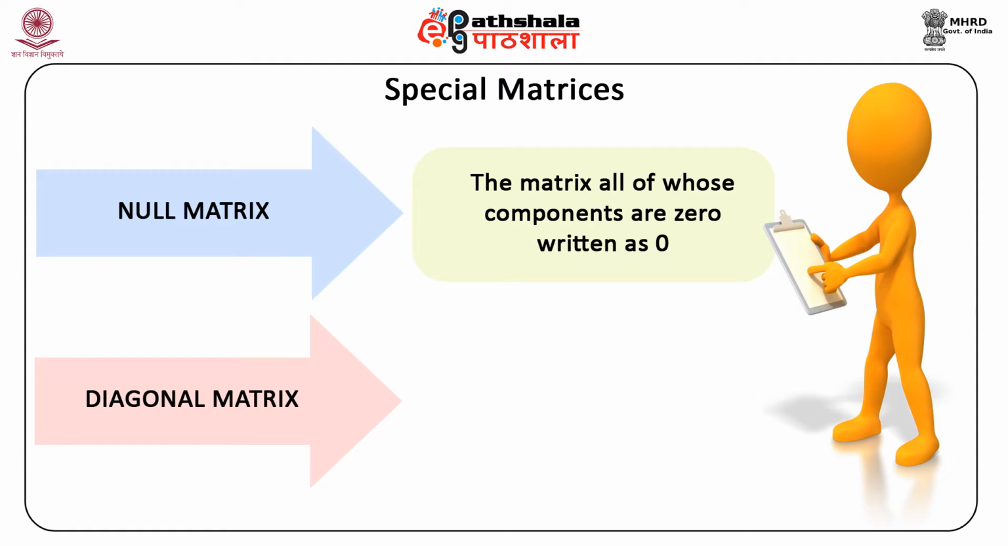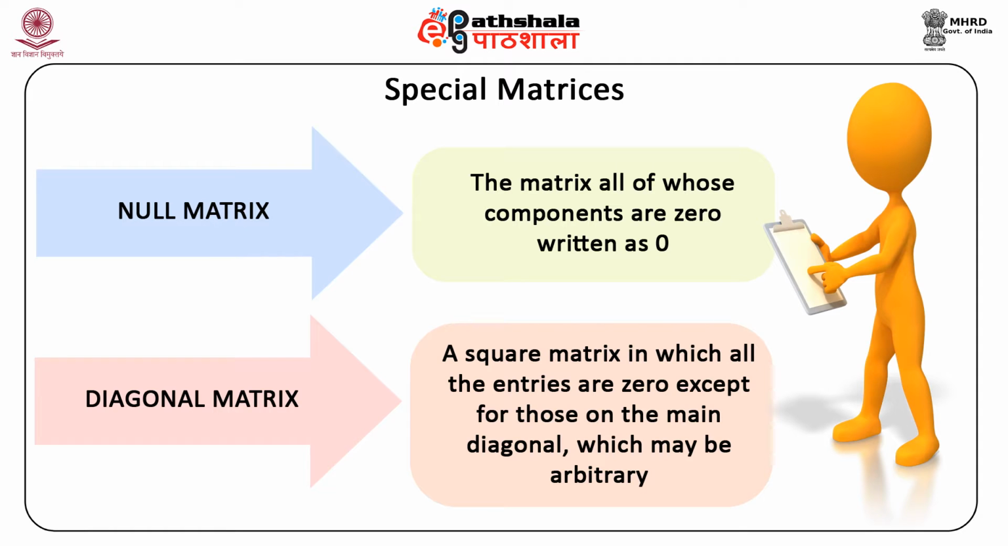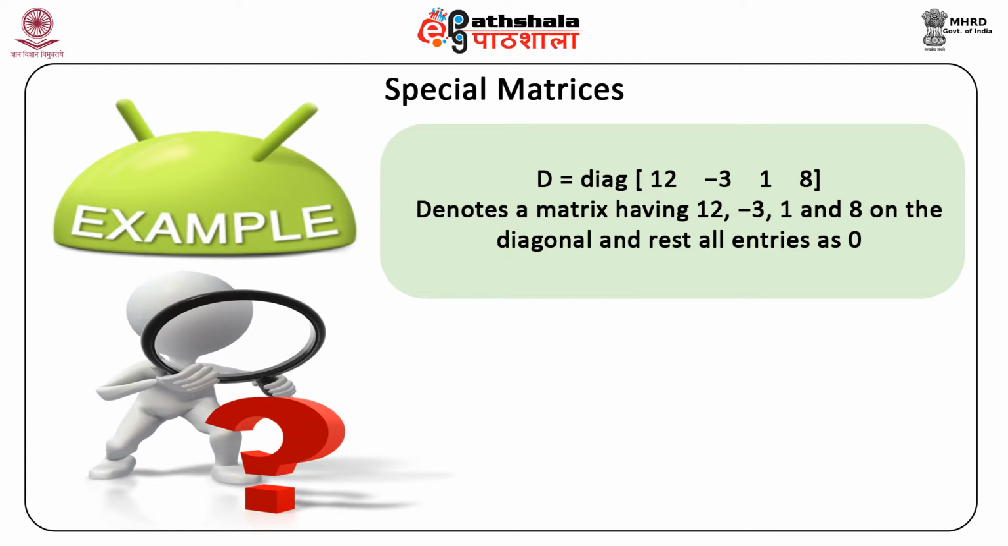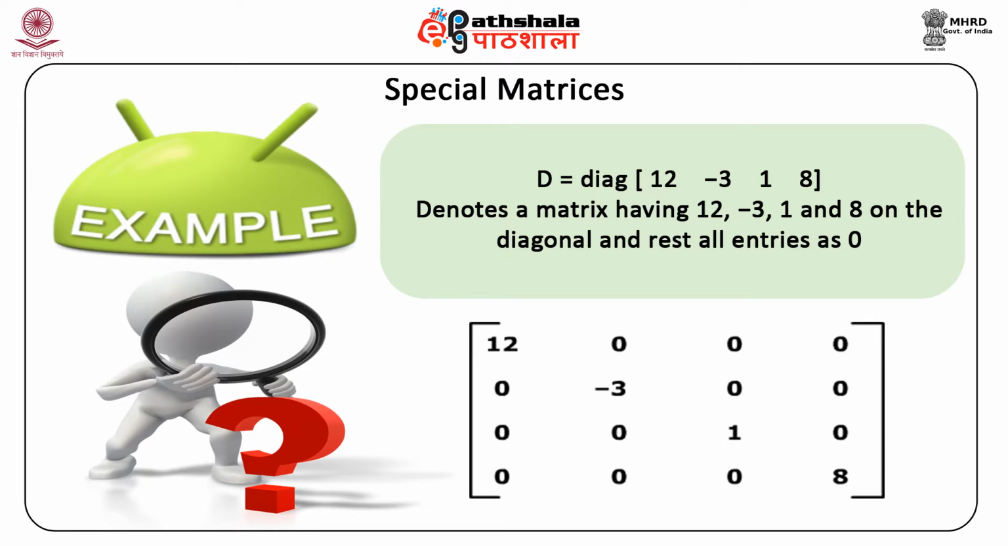Diagonal matrix. A diagonal matrix is a square matrix in which all the entries are 0 except for those on the main diagonal, which may be arbitrary. A shorthand notation which lists only the diagonal entries is sometimes used for diagonal matrices. Example: D equals diag(12, -3, 1, 8) denotes a matrix having 12, -3, 1 and 8 on the diagonal and all the rest of the entries 0.